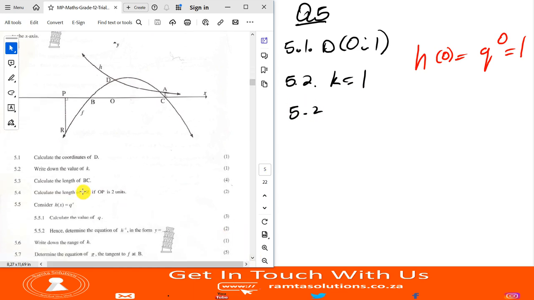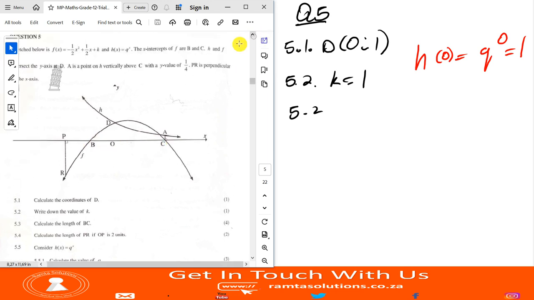Now, calculate the length of BC. Wow, for 4 marks, the length of BC. For us to know the length of BC, we need to know what the x-intercepts are. So we need to know what f of x was. We said f of x is equal to negative half x squared plus half x plus k. What did we say the value of K was? We said it was +1.